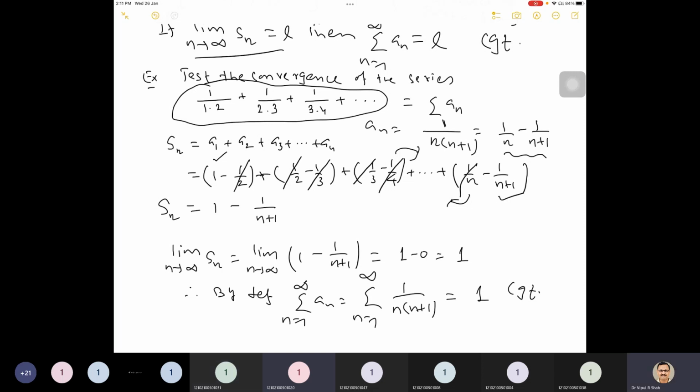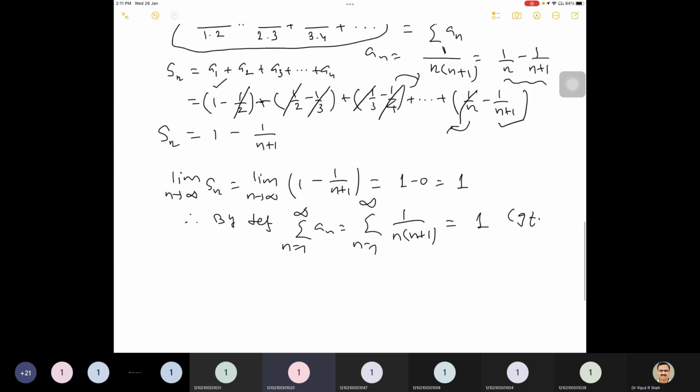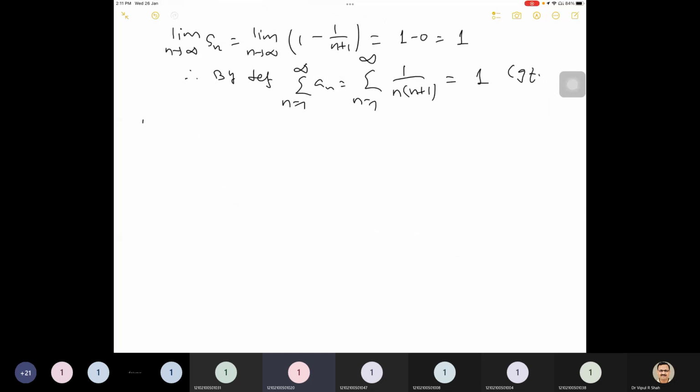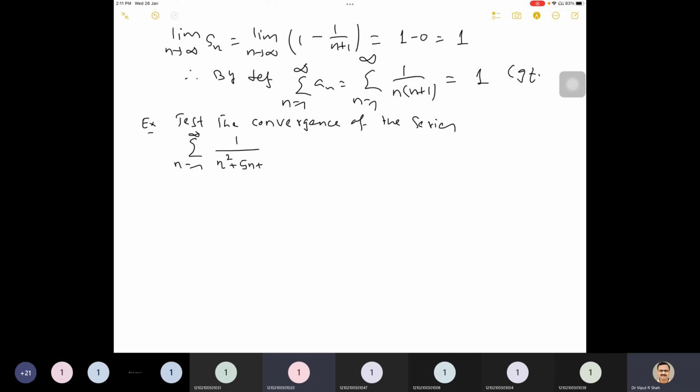Let us now see one more example. Test the convergence of the series sigma n equal to 1 to infinity of 1 upon n square plus 5n plus 6. This is an infinitely many terms series.